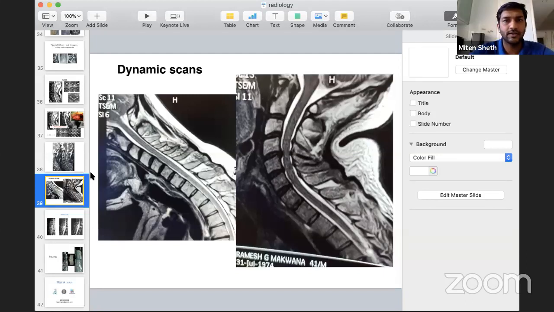Perfect. Can you share something on DISH or OPLL? So DISH and OPLL are two different conditions.